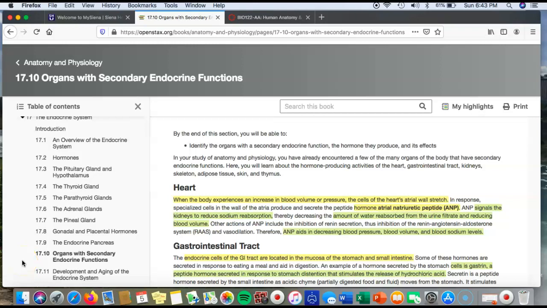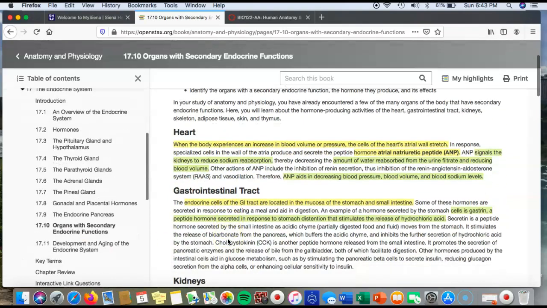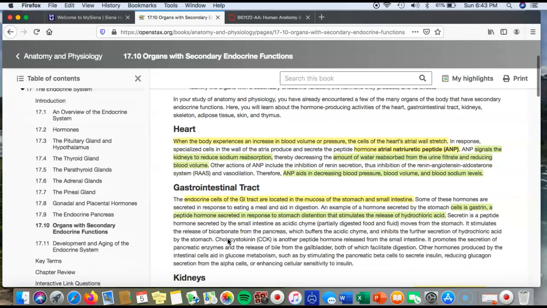We are now into section 17.10, and that's looking at organs that have secondary endocrine functions. A lot of this is a little bit more than I'm really going to ask you to know, but it'll be interesting to walk through nonetheless. So the first I'll start with is the heart.